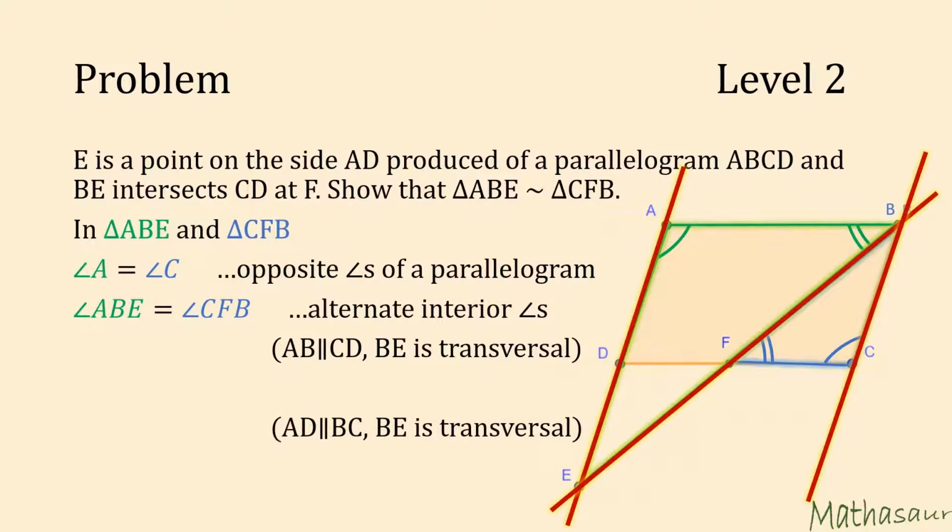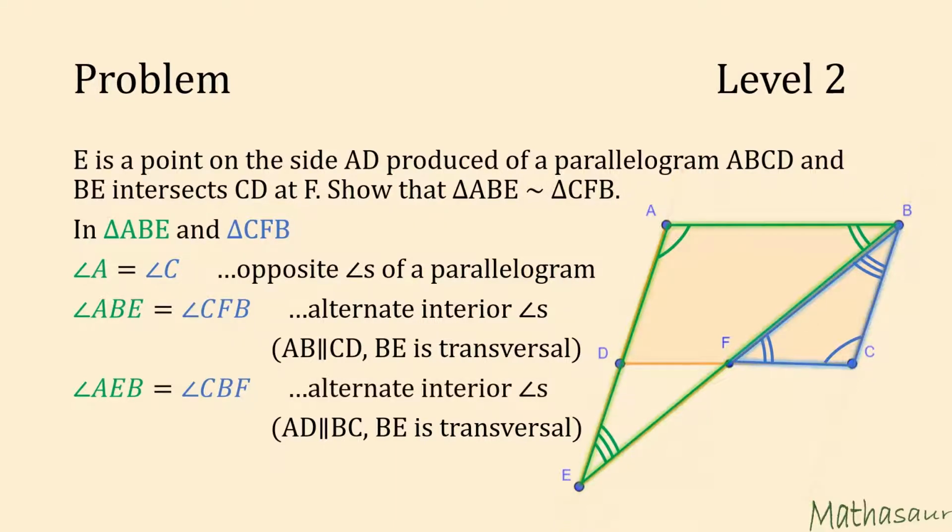Now let us look at the other pair of parallel lines, AE and BC. Once again, BE is the transversal. Can you spot any equal angles here? Yes, angle AEB would be equal to angle CBF. Once again, they are alternate interior angles.